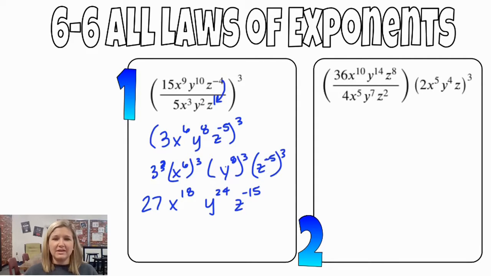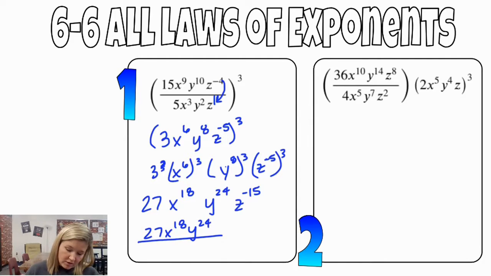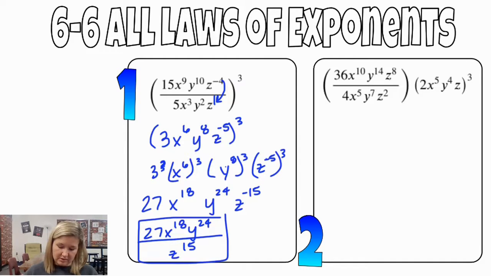Still not quite done yet, because remember that you cannot be considered to be in simplified form if you have a negative exponent. So I need to move that z to the 15th down to the denominator to make it positive. So I have 27, x to the 18th, y to the 24th, all divided by z to the 15th. And whew, now I'm done. Make a little bit better box around there. That's a long, lengthy process. So take it piece by piece, and you'll be good to go.